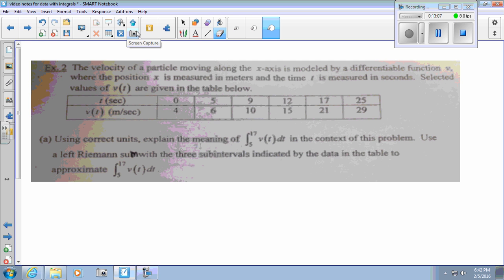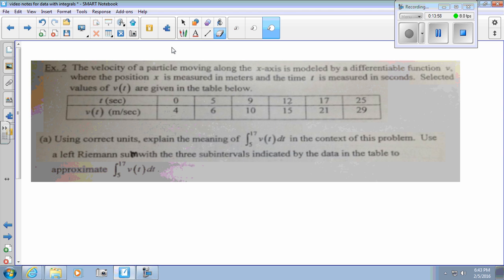Okay, so the noun refers to what we're actually finding. So if I am integrating v of t dt, when I integrate v, velocity, I get back to position. So my noun needs to be the position of the particle. So the integral from 5 to 17 of v of t dt is finding the position of the particle, or how much it's moved, it's actually the change in the position.